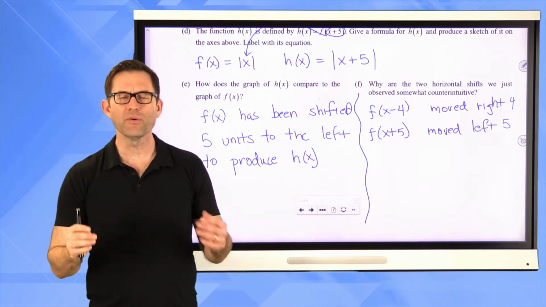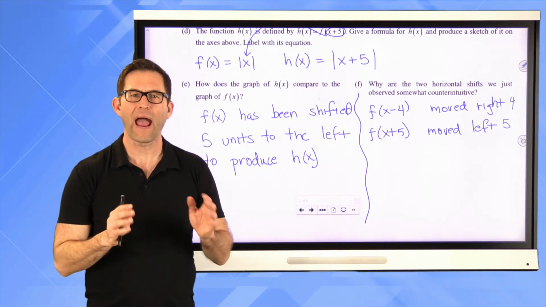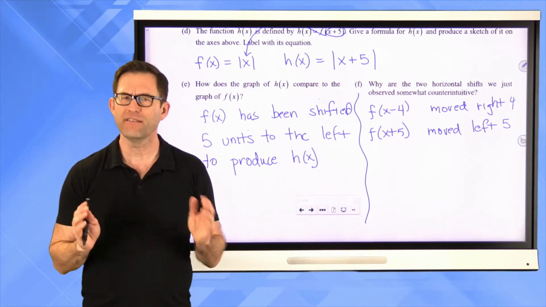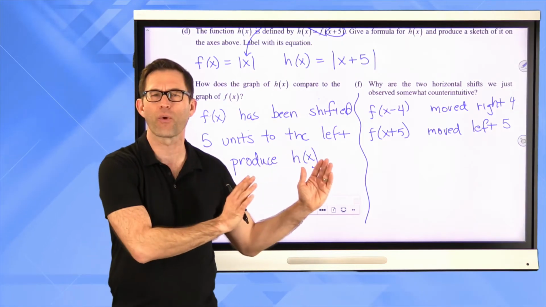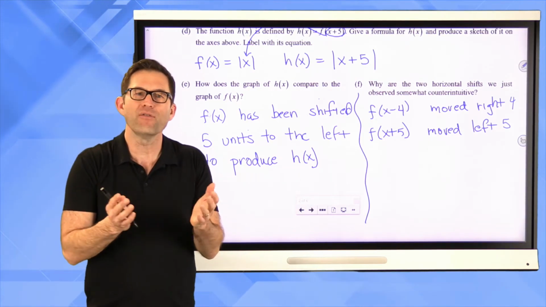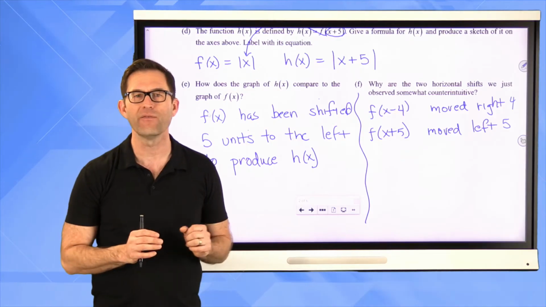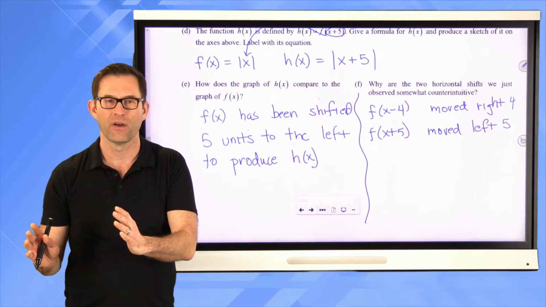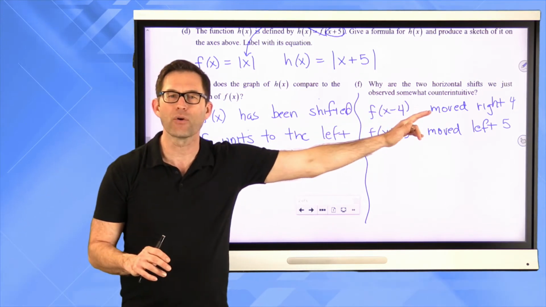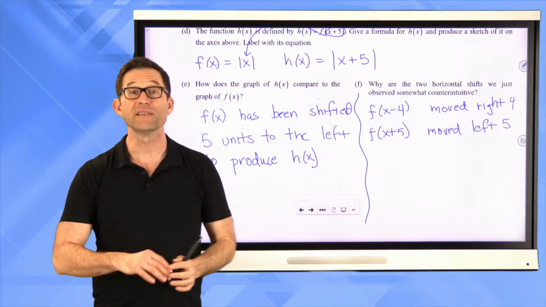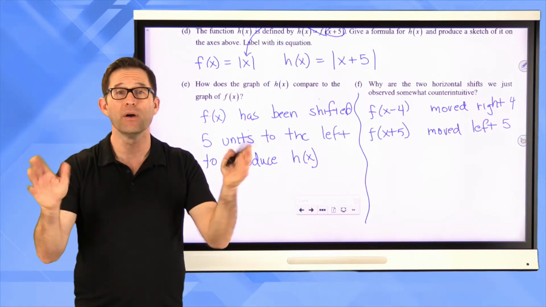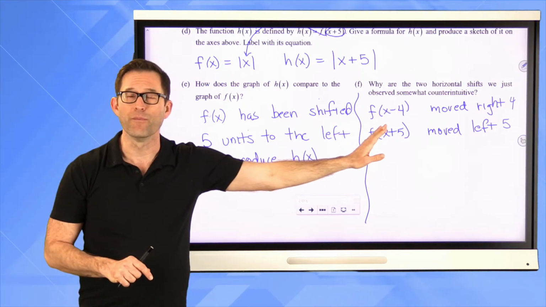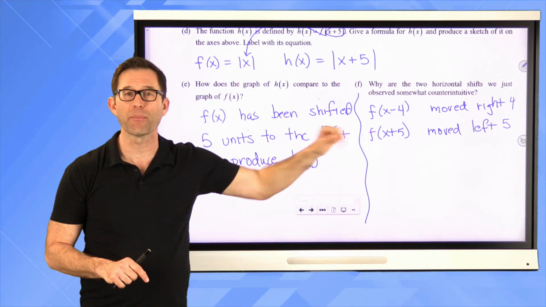Because we would almost have suspected that if we subtract 4 from the x, it would move to the left 4. And yet it didn't. It moved our entire function to the right 4. And when we added 5, you'd almost think that would move it to the right 5. And yet it actually shifted the function 5 units to the left. All right? And that's what we mean about counterintuitive. The vertical motion is intuitive. Add, you move up. Subtract, you move down. But with the horizontal movement, it almost works in the opposite of what you think.